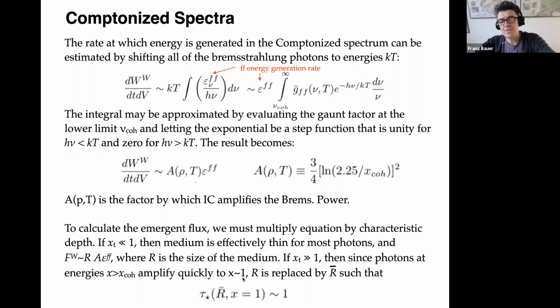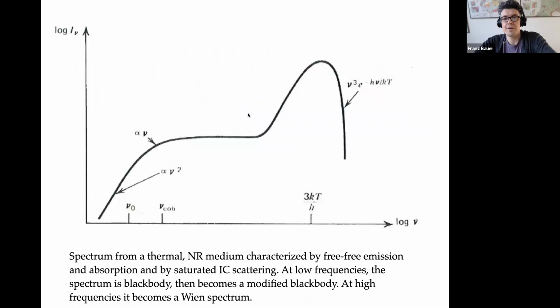And so you can approximate, instead of R, you would replace this with R bar, where R bar is the point at which tau equals 1, where you get this scatter up to this point. Hopefully that makes sense a little bit. You should see it a little bit better here.